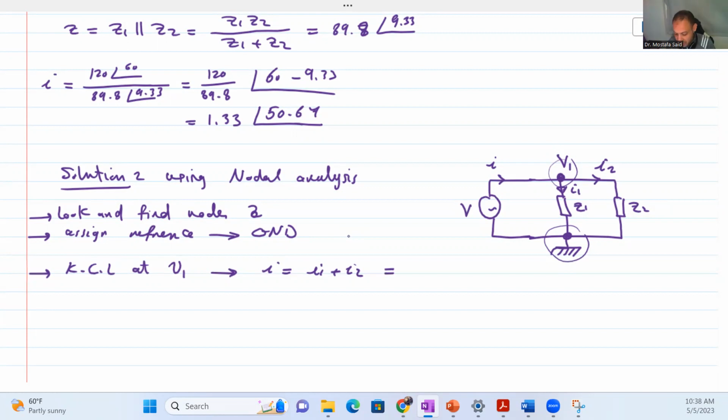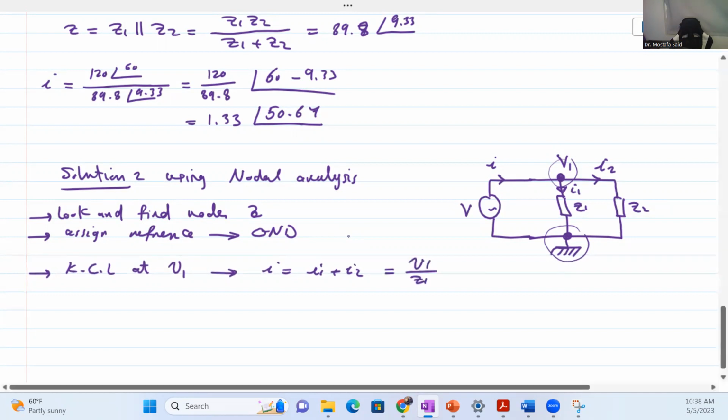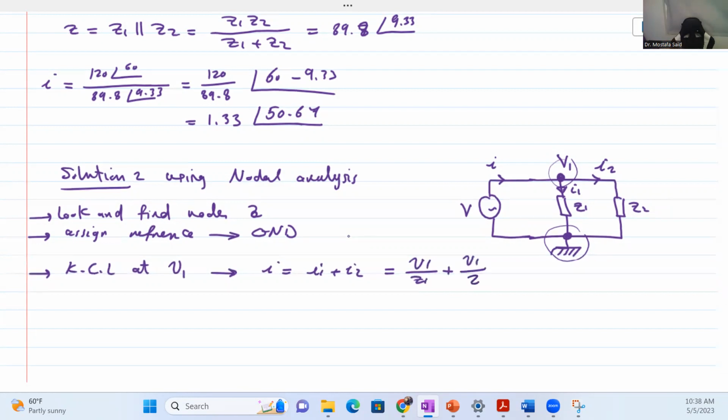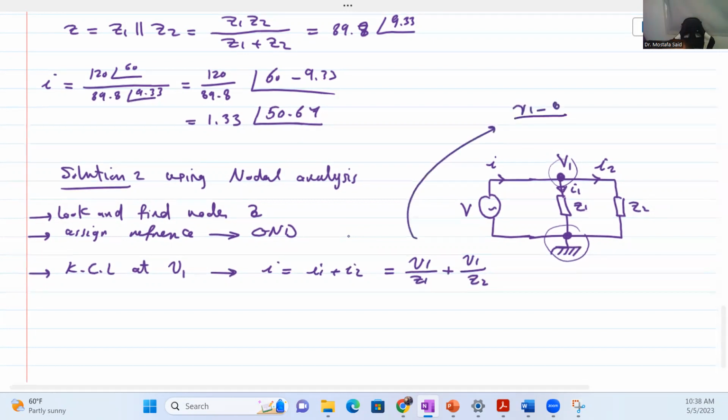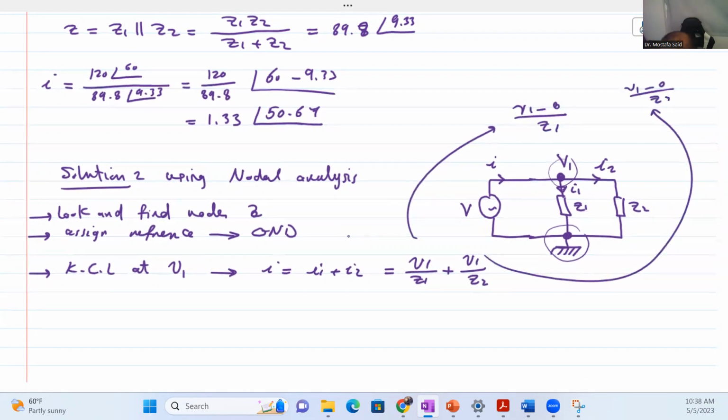What's I? Actually, we don't know I, this is what we want to find. But we know I1. What is I1? It is V1 divided by Z1. What is I2? Again, it's V1 divided by Z2. You can do it another way: V1 minus 0 over Z1, and V1 minus 0 over Z2. But now we are experienced, we have had many lectures in DC, so we know how to do that in detail. If we get V1 over Z1 and V1 over Z2, we get I. That's what we're going to do now.